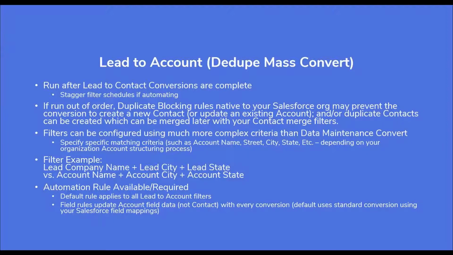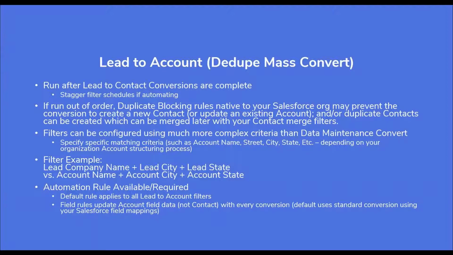The difference between the lead to account and the lead to contact is that your field rules, if you do decide to create some field rules in your lead to account automation rule, it is actually going to update your account field data with every lead conversion you do into that account. It does not control the contact field data. Your Salesforce field mappings at that point would control what gets set on the contact because the contact doesn't exist yet.